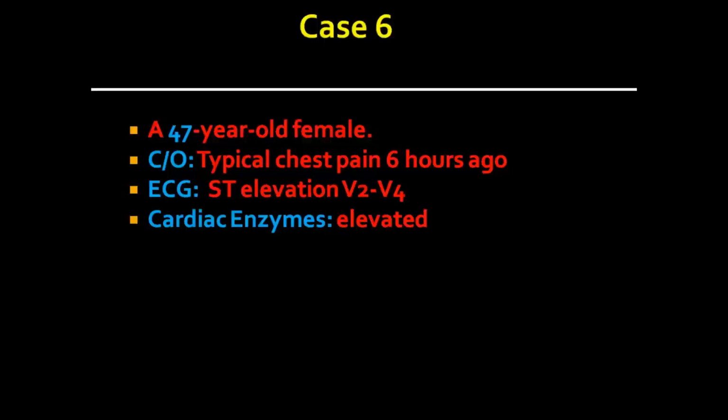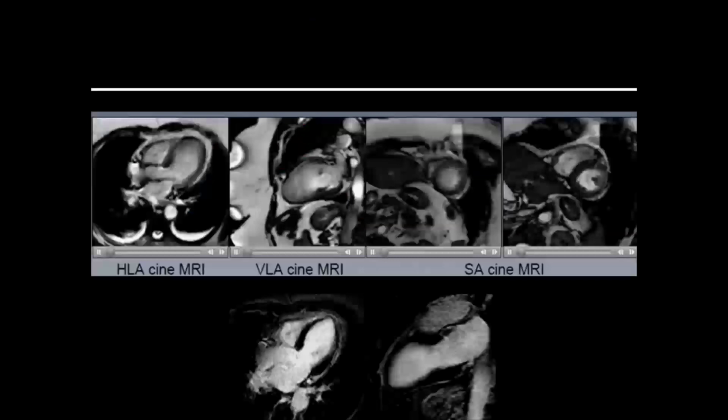She complained of typical chest pain. She had ST elevation, cardiac enzymes are elevated. She was operated on by coronary angiography and has normal coronary angiography. And this is her MRI. As you see, there, this area of the apex and adjoining area are not moving.